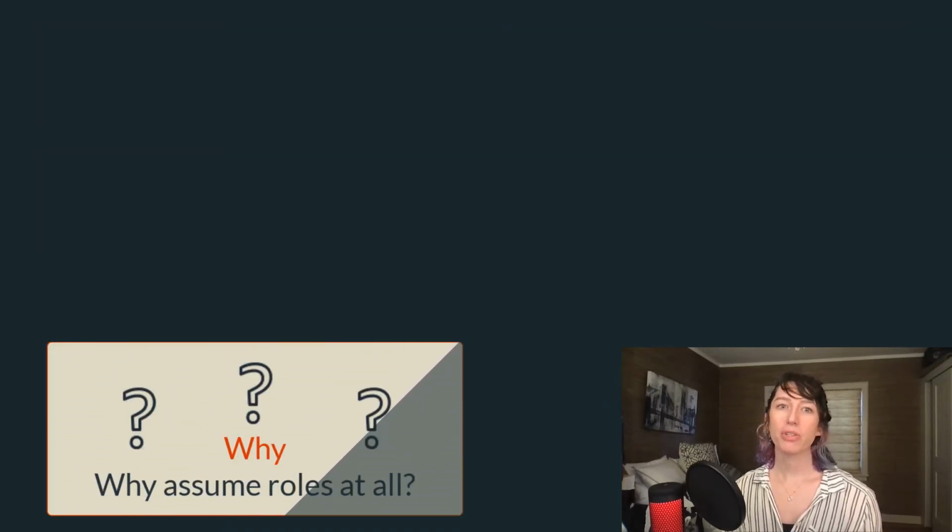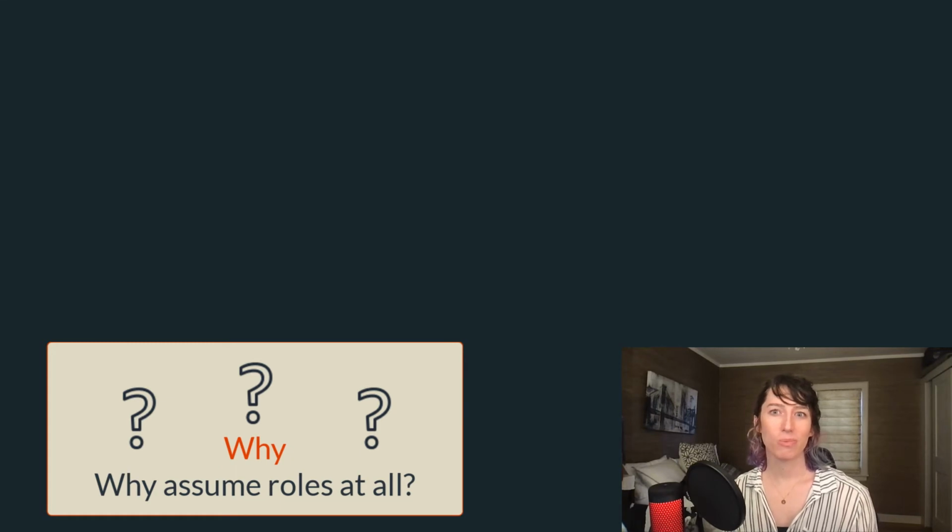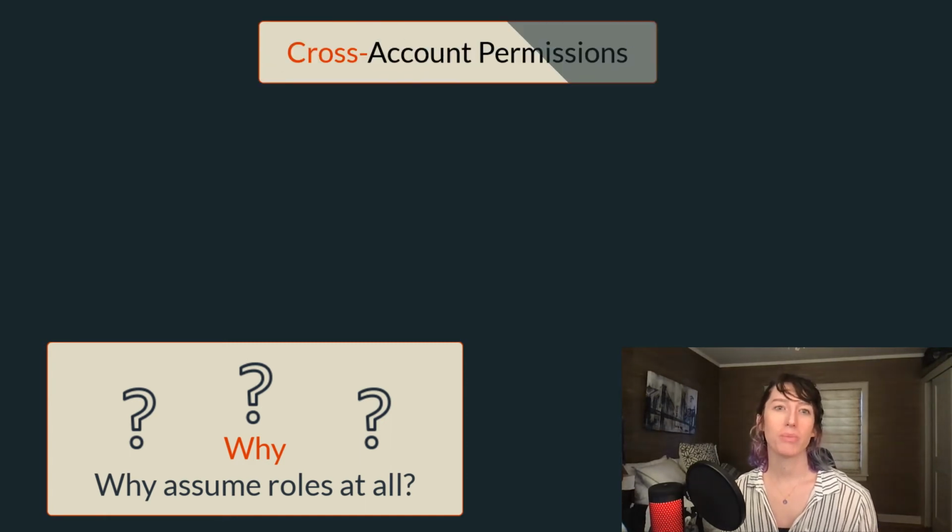A great first question to ask is why? Why would we assume another role? If an IAM role needed a permission, couldn't we just assign it to it directly? I mean, that is sometimes true, but there are a few situations where assuming is really useful or just downright required. One of the first ones that pops up is cross-account permissions.